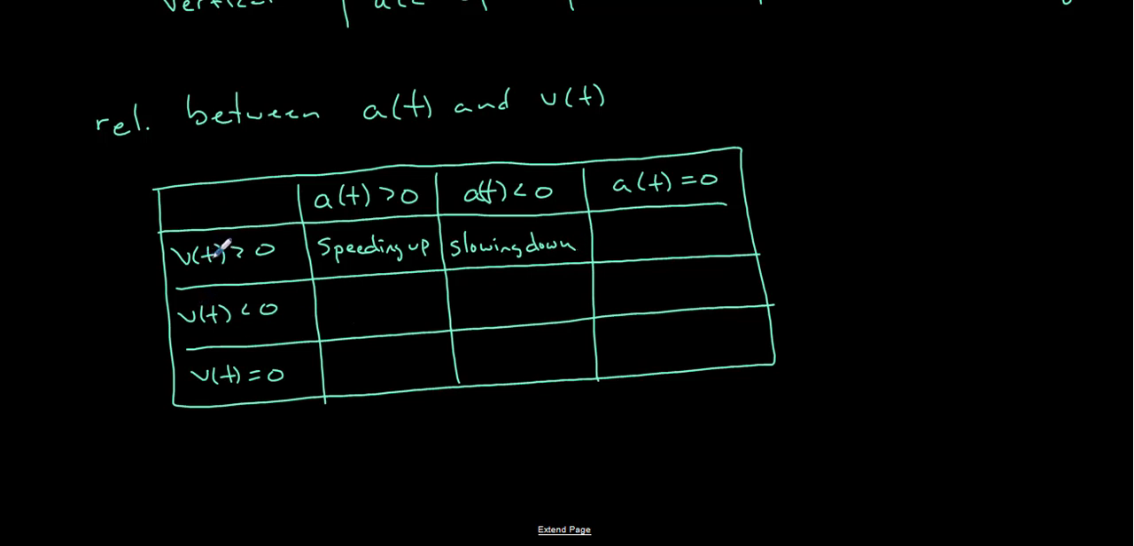Okay, my acceleration is greater than 0. Oh, sorry, my velocity is greater than 0. My acceleration is 0. Constant. We could say constant speed. That's fine.